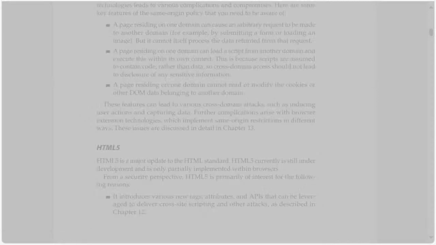For this reason, browsers implement restrictions to allow this type of interaction only with content that has been received from the same origin. In practice, applying this concept to the details of different web features and technologies leads to various complications and compromises. Here are some key features of the same origin policy that you need to be aware of. A page residing on one domain can cause an arbitrary request to be made to another domain, for example, by submitting a form or loading an image, but it cannot itself process the data returned from that request.